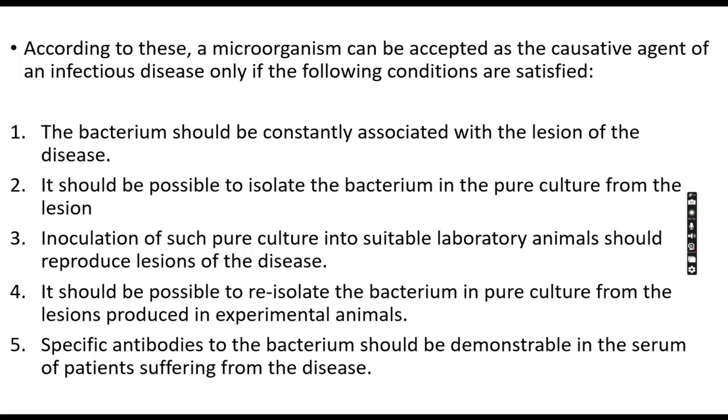Okay, the fifth point is very important. Initially it was four points, the fifth point was recently added, that is, specific antibody to the bacterium should be demonstrable in the serum of the patient suffering from the disease. Meaning if you consider the bacterium as an antigen, then antibody should be there inside the patient's serum. It should be demonstrable, meaning if you take the serum of the patient, you are able to demonstrate the antibody, qualitatively or quantitatively.